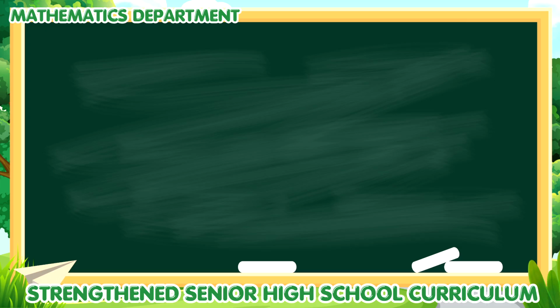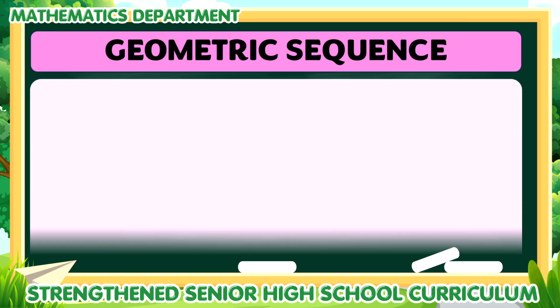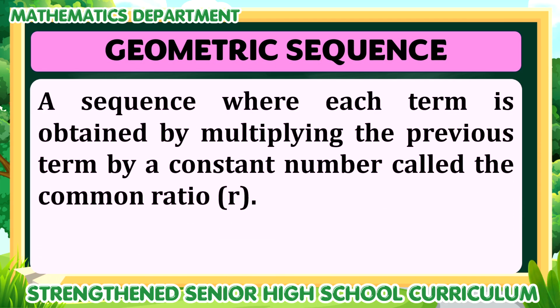We begin with defining a geometric sequence. A geometric sequence is a sequence where each term is obtained by multiplying the previous term by a constant number called the common ratio, and we denote that one with r. A geometric sequence is basically a list of numbers where each term is obtained by multiplying the previous term by a constant number called the common ratio.